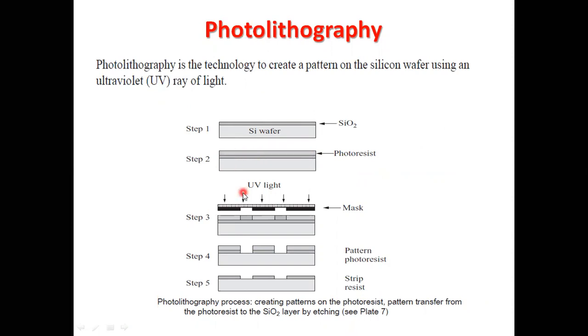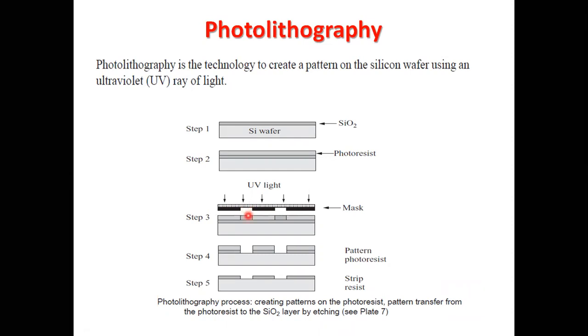Then the UV light is projected on the wafer through the mask and the lens. This one is the mask and this one is the lens. The mask has certain transparent regions and other regions that are opaque. The transparent regions of the mask allow the UV light to pass through and fall on the photoresist.